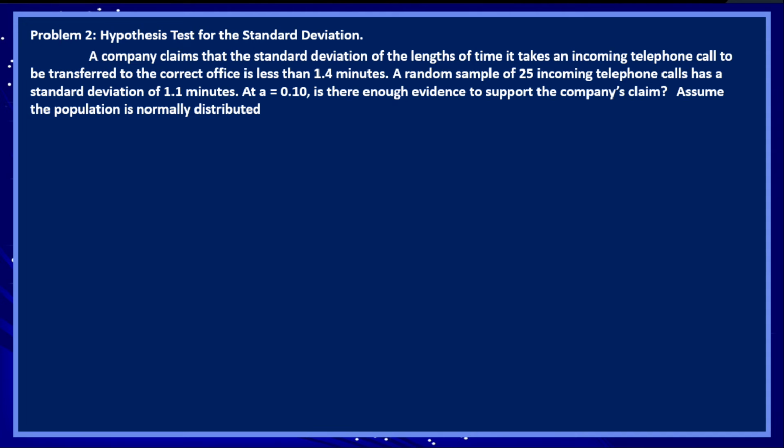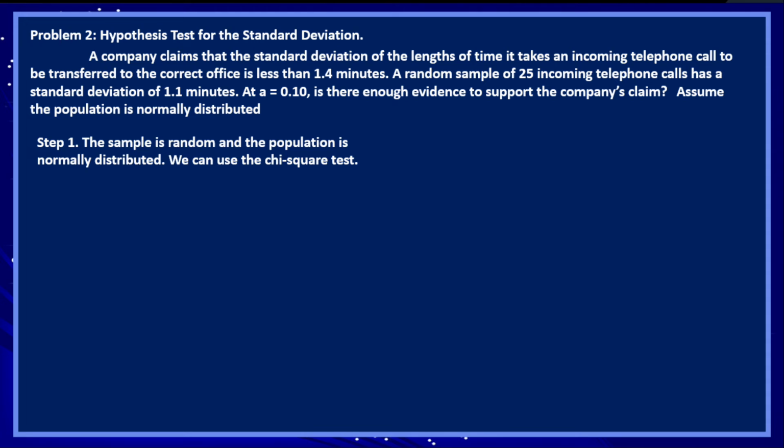A random sample of 25 incoming telephone calls has a standard deviation of 1.1 minutes. At a level of significance of 0.10, is there enough evidence to support the company's claim? Assume the population is normally distributed. For step 1, it is indicated in the problem that the population is normally distributed. So in this case, we can use the chi-square test.